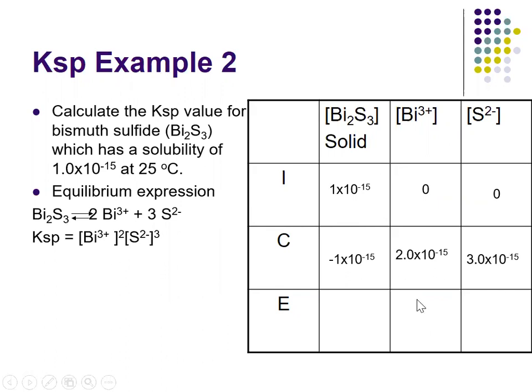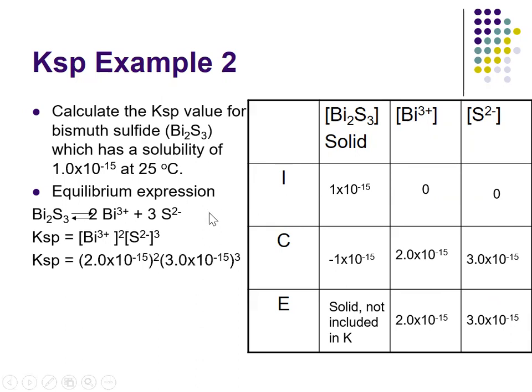So my equilibrium expression is just I plus C. Once again, I don't need the Bi2S3. So 0 plus 2 times 10 to the negative 15 is 2 times 10 to the negative 15. And then 3 times 10 to the negative 15 plus 0 is just 3 times 10 to the negative 15. Now I'm ready to plug this into my equilibrium expression, aren't I? And just plug these in. Don't forget to square and cube these.